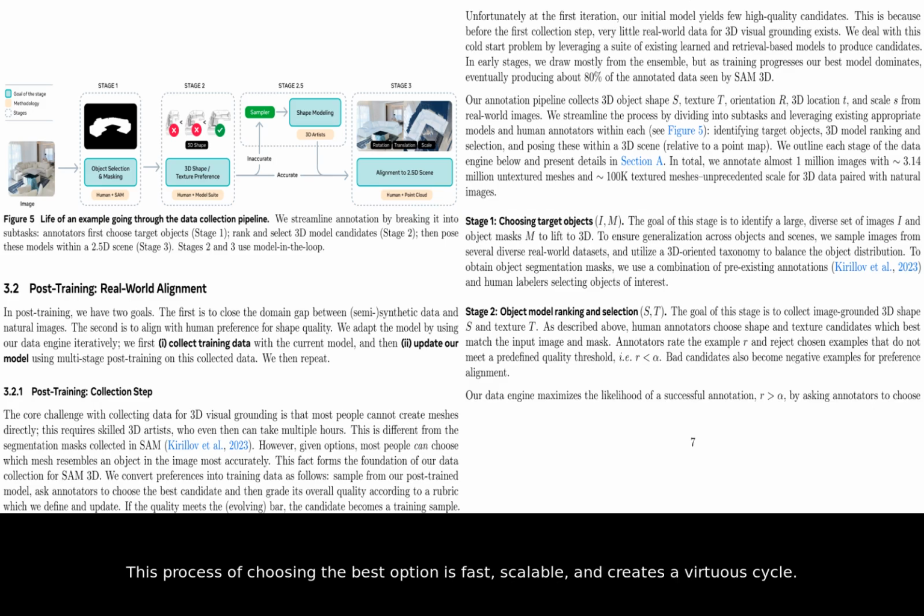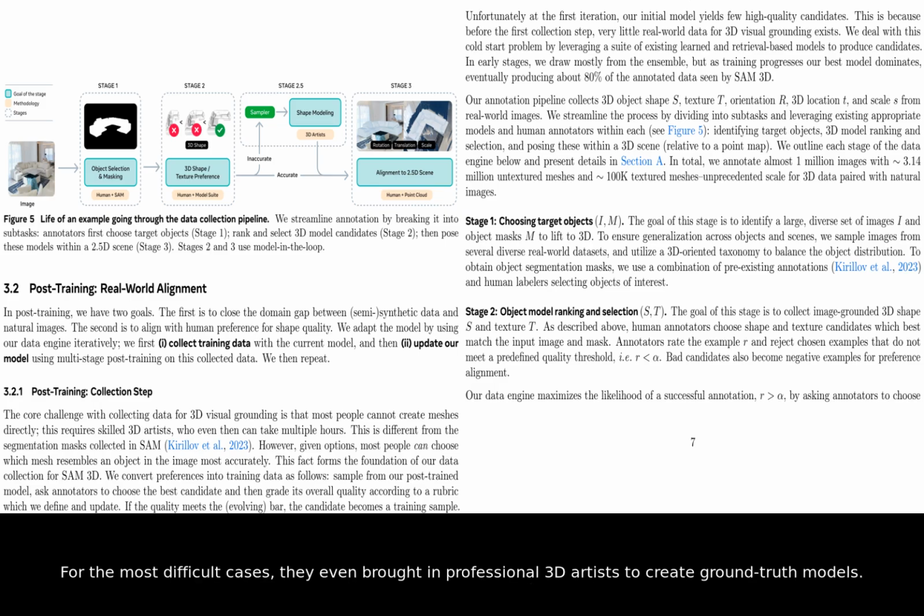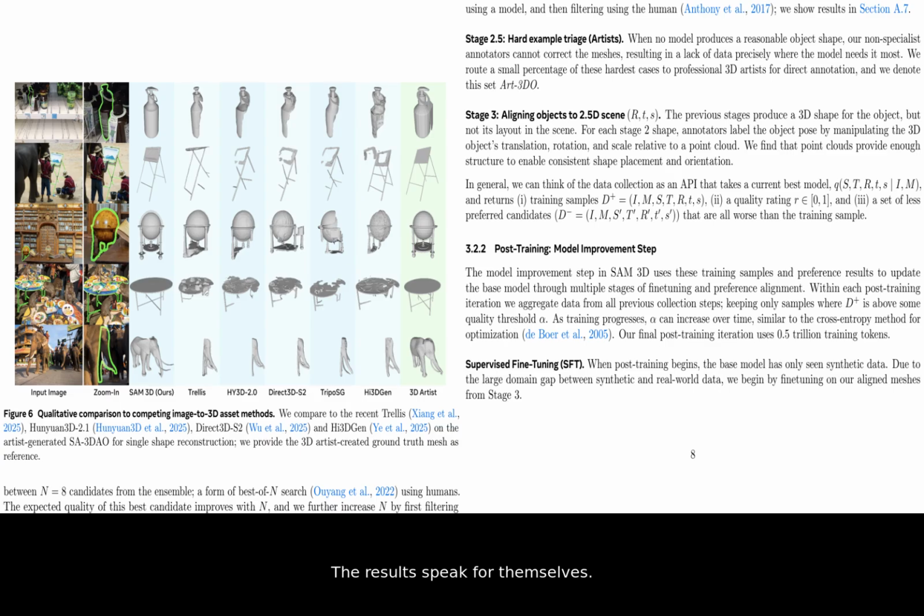This process of choosing the best option is fast, scalable, and creates a virtuous cycle. The chosen models become new, high-quality training data, which is used to improve the AI. The improved AI then generates even better options for the humans to choose from, and the cycle repeats, rapidly boosting the model's performance. For the most difficult cases, they even brought in professional 3D artists to create ground truth models. The results speak for themselves.